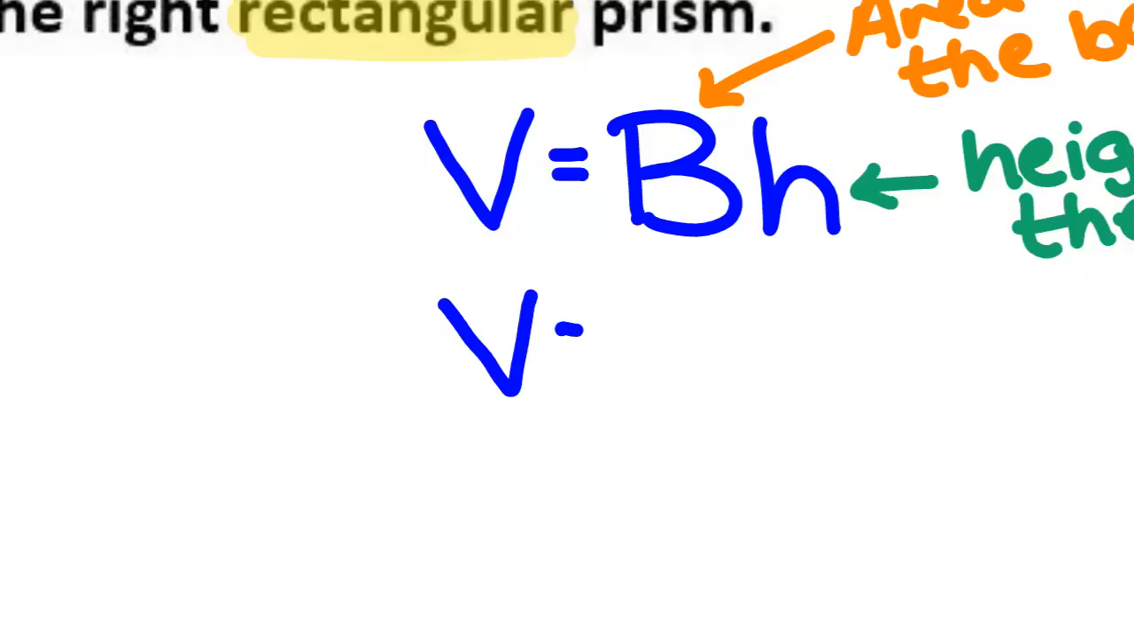All right, so we have our right rectangular prism. We need area of the base times the height. I know my base is a rectangle because it told me that right here, and I can also see it in the image.